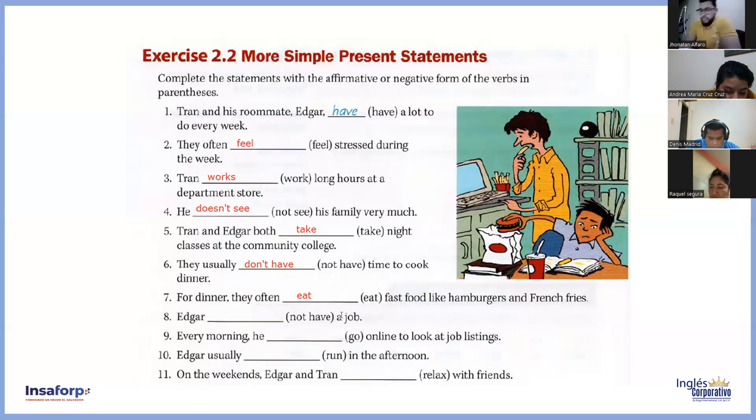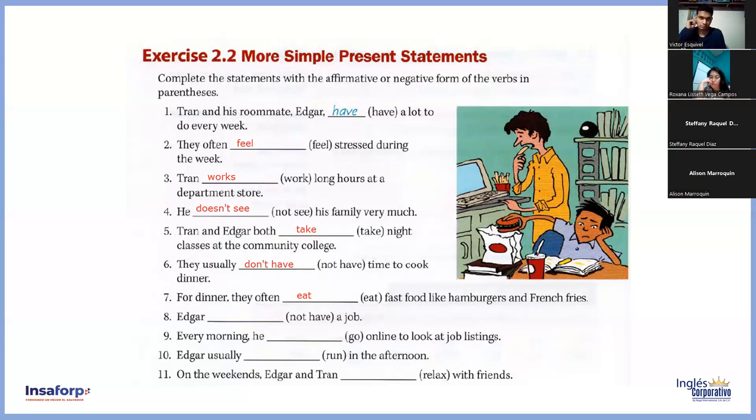Okay, Raquel, please, number eight. Edgar, tenemos not have a job. Raquel? Edgar? Hola. Es la ocho, ¿verdad? Yes, number eight. Perdón, es que me perdí. Yes, Stephanie, nos va a ayudar Stephanie. Okay, Stephanie, please. Edgar doesn't have a job. Yeah, that's right. Edgar doesn't have a job. Okay, thank you, Stephanie. Okay, let's continue with the next one.